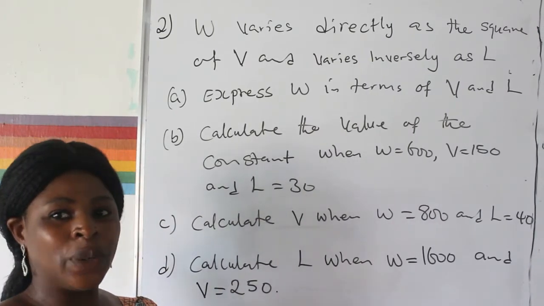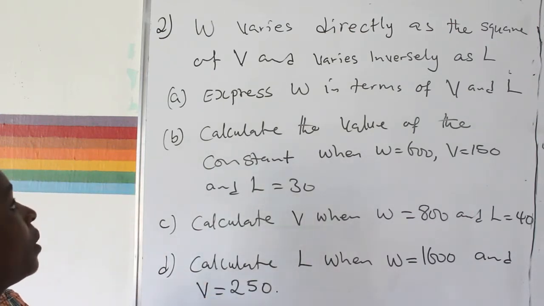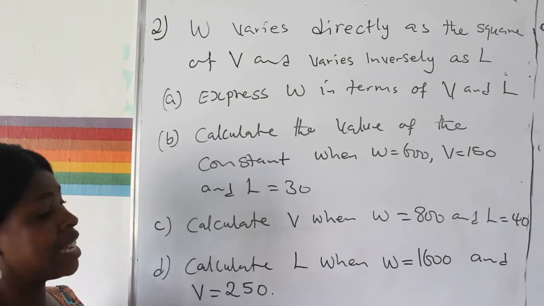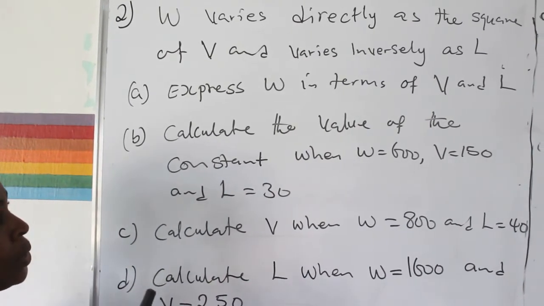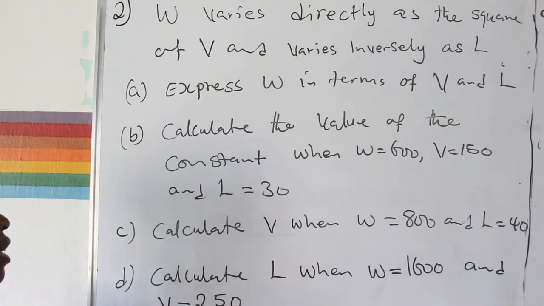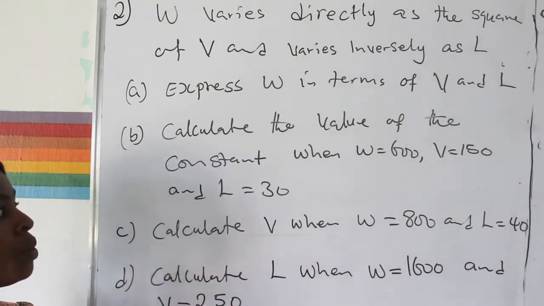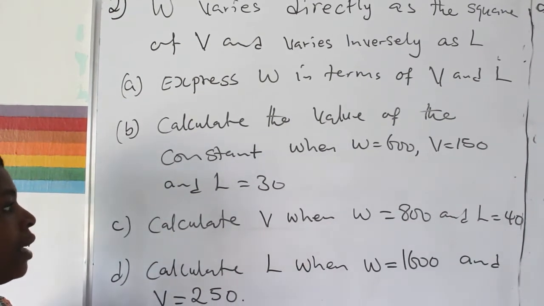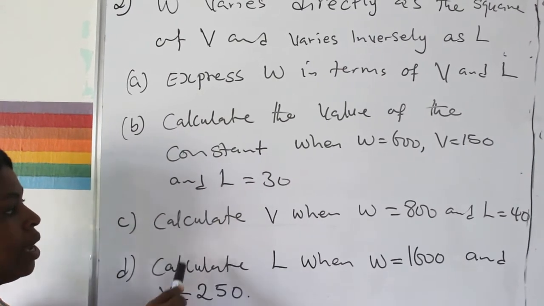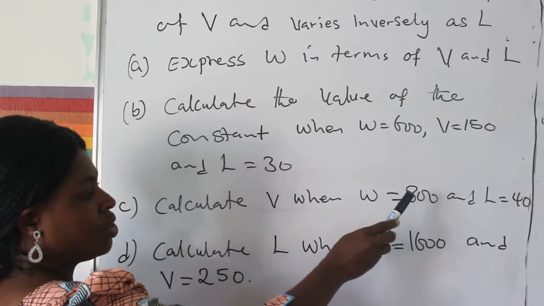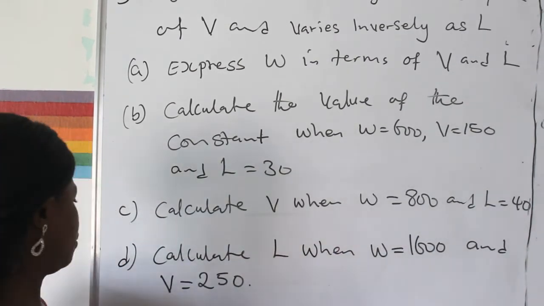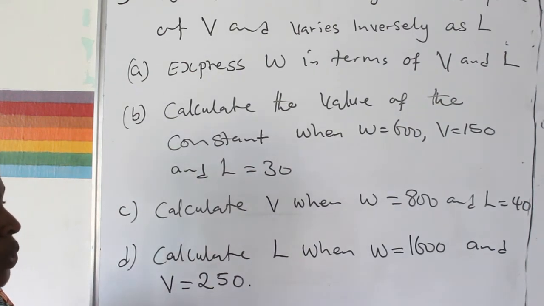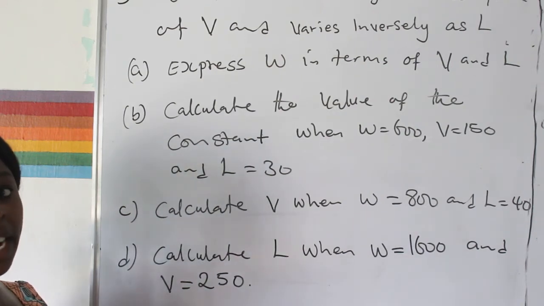Alright, let's look at the second example. Example 2. W varies directly as the square of v and varies inversely as L. A. Express W in terms of v and L. B. Calculate the value of the constant when W is equal to 600, v is equal to 150, and L is equal to 30. C. Calculate v when W is 800 and L is 40. D. Calculate L when W is 1600 and v is 250.